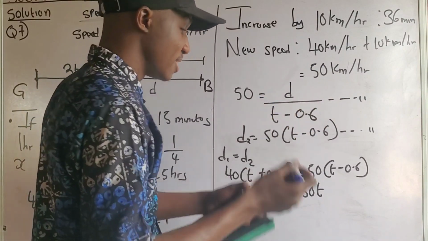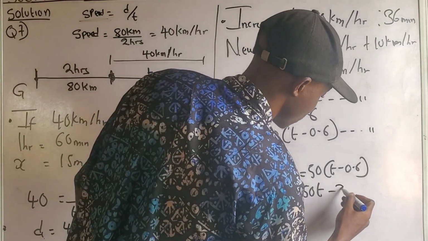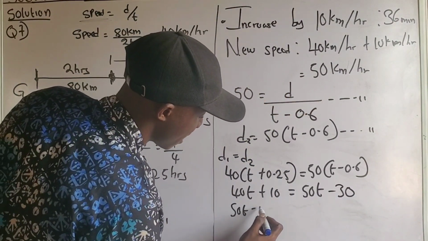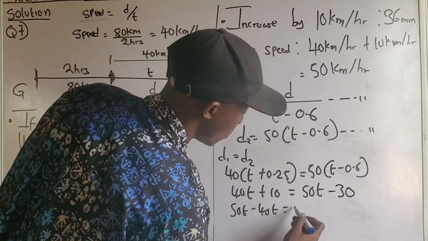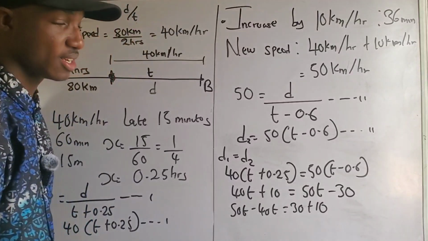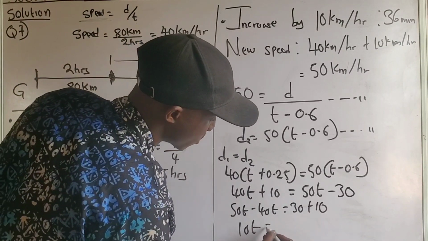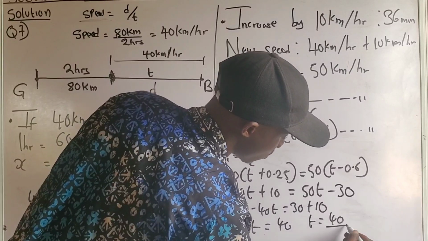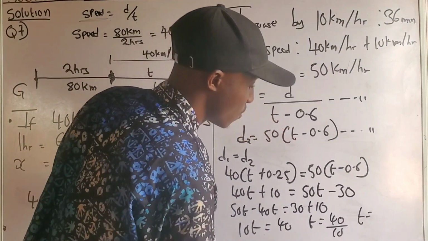Let me change the marker. Yes, that is minus 30. So collecting like terms, I'm going to have 50T minus 40T equals 30 plus 10. So 10T is equal to 40. So T is equal to 40 over 10. T is equal to 4.